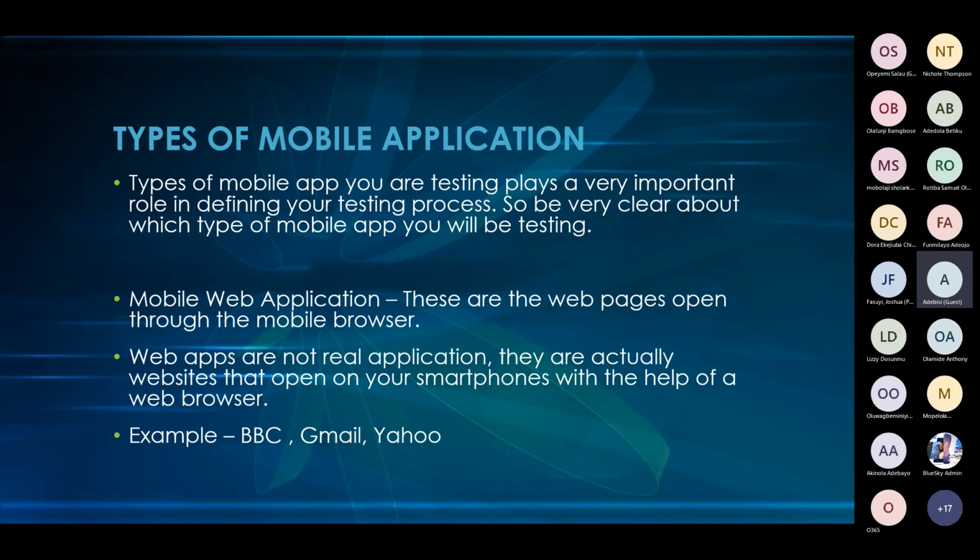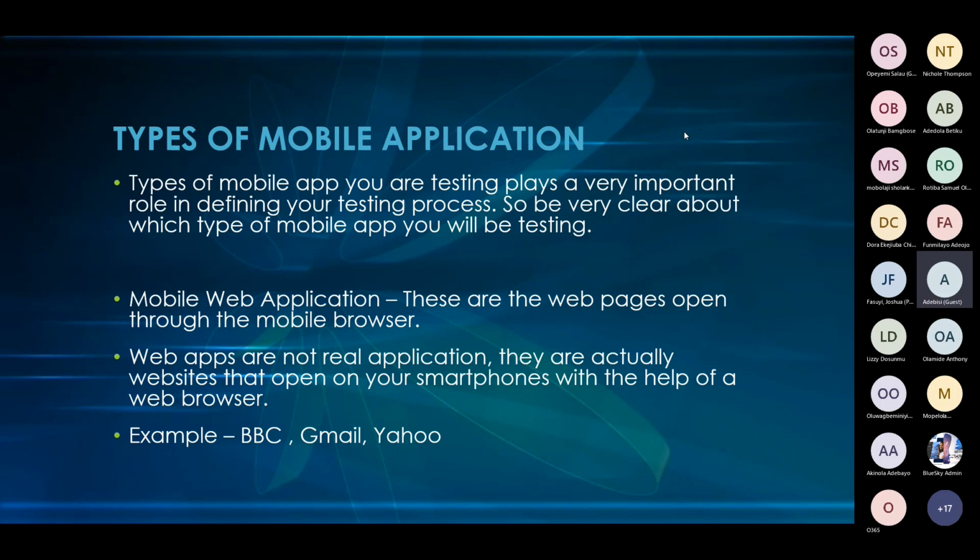So we basically have three types. These three types are your mobile web applications, the native app applications, and the hybrid applications. What are these mobile web applications? Mobile web applications have the web pages open through the mobile browser.